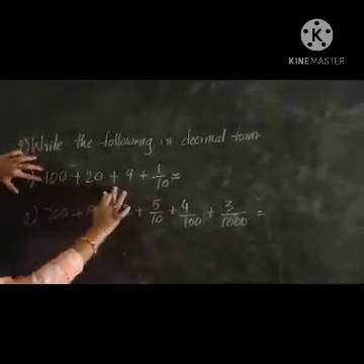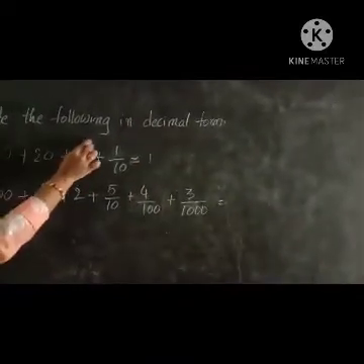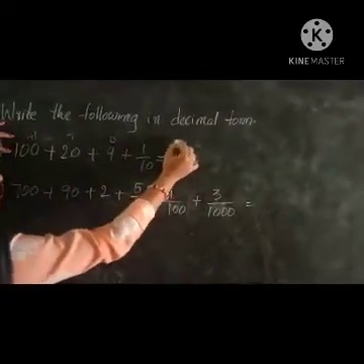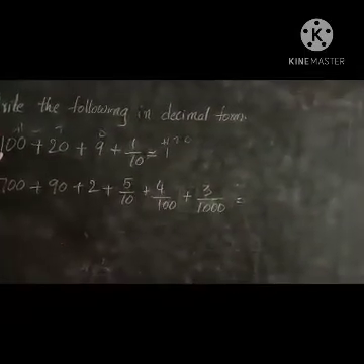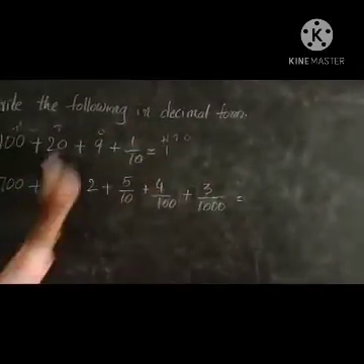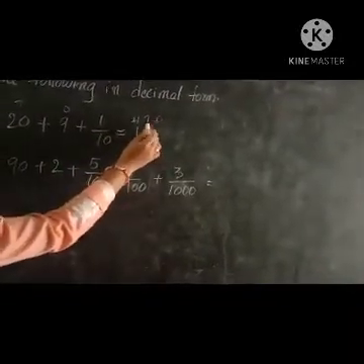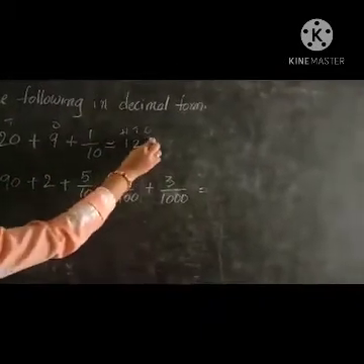Now what is this number? 100. First we have to write 1. Next 20. This is ones place, tens place, hundreds place. In the hundreds place, what is the number here? Only 1 is there. Just write 1. And next tens place, what is the number? 2 is there. Just write 2. And next ones place, what is the number? 9 is there. Now just write 9.